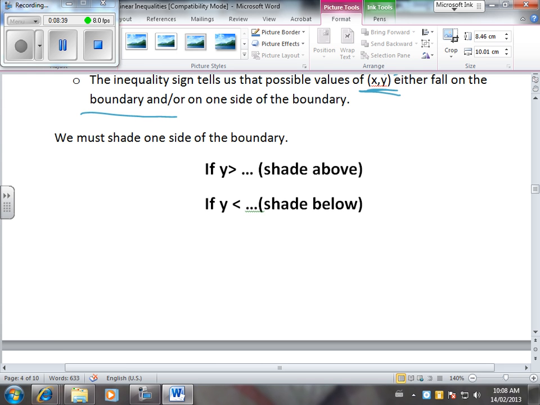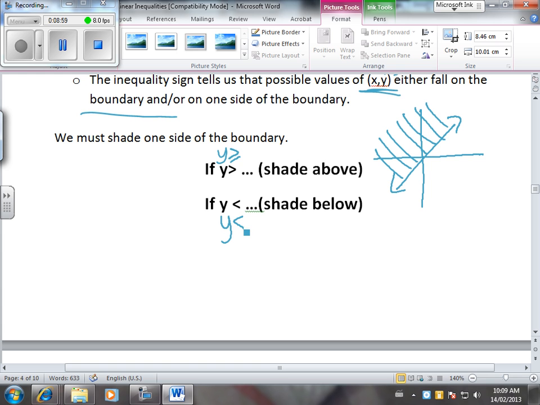If y is greater than or y is greater than or equal to, you will shade above. So here's your example here, and we'll just draw any random line. Greater than or equal to, we shade above. If y is less than or equal to, we will shade below. Same line, now we shade below. And I've drawn solid lines. So the solid line is indicating that I've used less than or equal to in this example and greater than or equal to in this example.